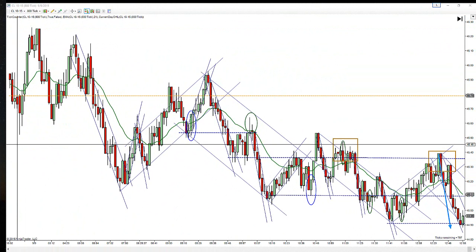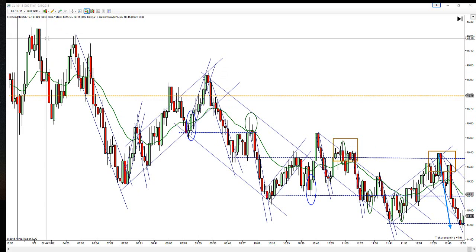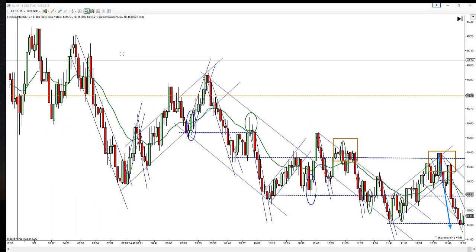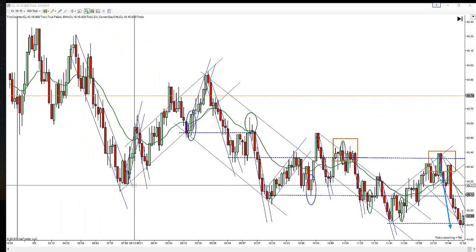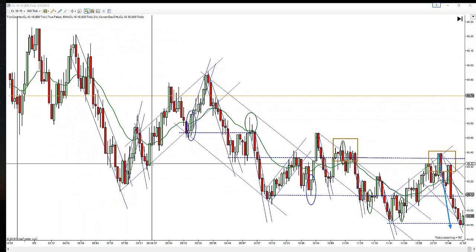Kind of an interesting day today on the CL. We had quite a bit of movement, particularly in the overnight. We had a sell-off from a high of just over $46, $46.20 on the overnight. Price sold off almost straight down till just about 8 o'clock this morning, and then we had kind of a recovery.